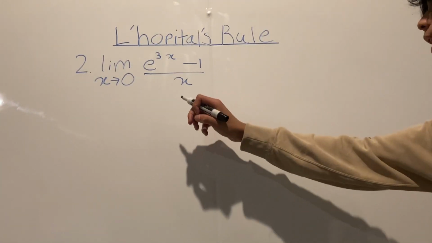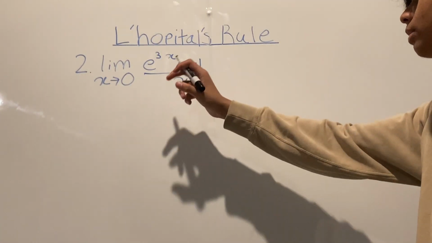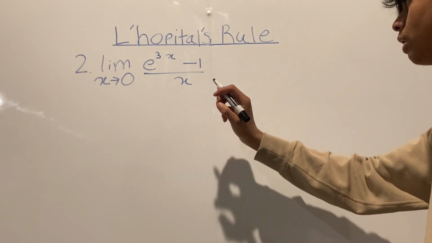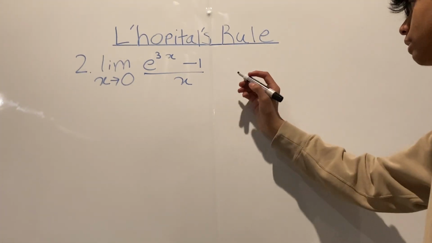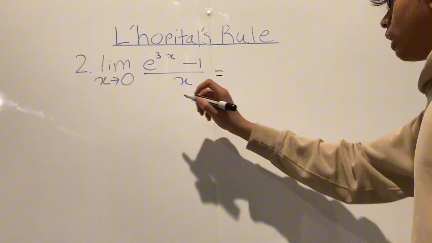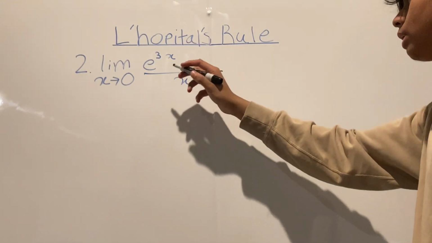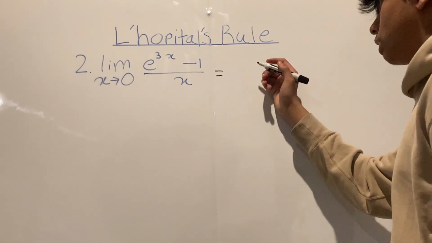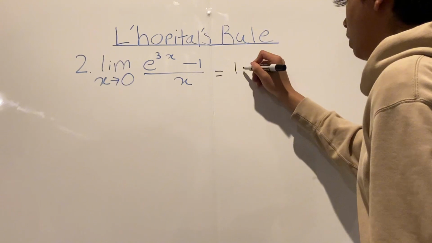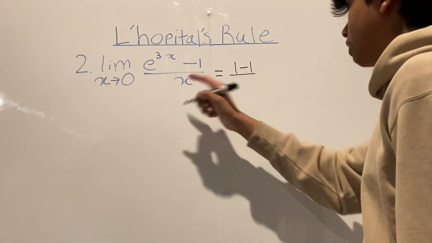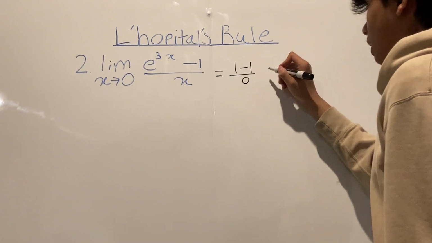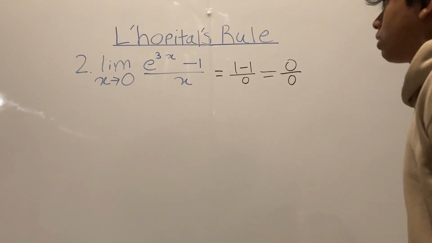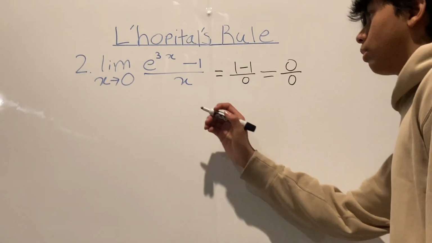Okay, number 2, we have the limit as x approaches 0 of the function e to the 3x minus 1 divided by x. So let's try direct substitution again, and let's see what we get. So e to the power 3 times 0 is just going to be e to the 0. And anything to the power of 0 is going to be just 1. So we're going to have 1 minus 1 divided by 0. So 1 minus 1 is 0. So this turns out to be 0 over 0. So now we need to use L'Hopital's rule.